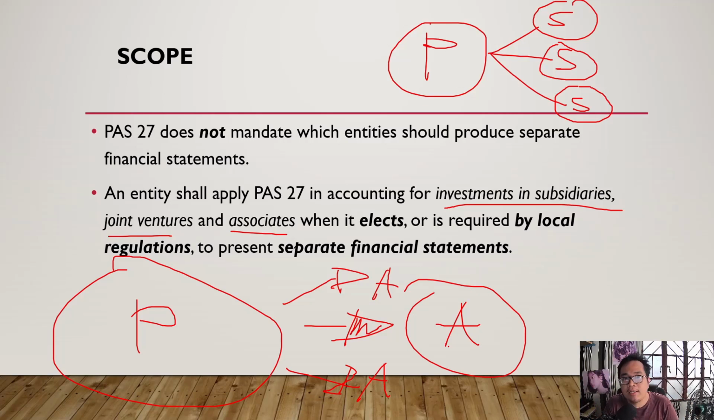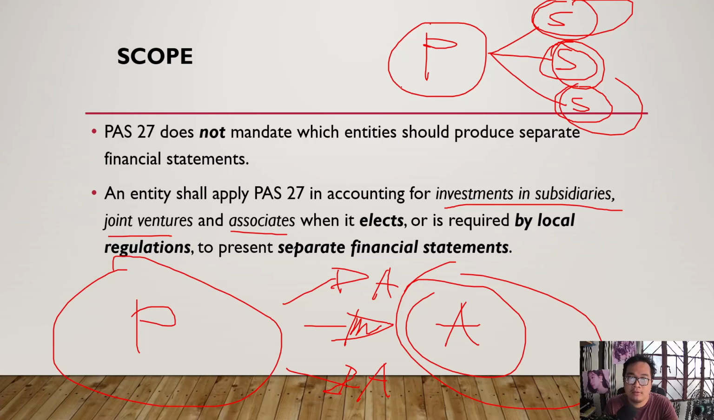So, here comes PAS 27. When the entity elects or when it is required by the regulatory body, the subsidiaries, the joint venture, the associate, they can present separate financial statements for their own. Just for them. Let's repeat. When they are consolidated toward the parent, they are mixed and combined, so it is hard to trace which amounts and which transactions pertain to this particular subsidiary, joint venture, or associate.